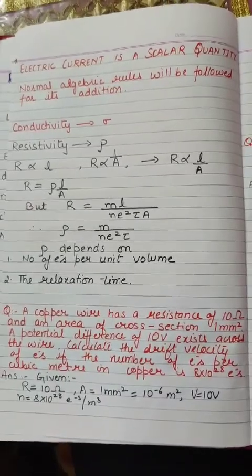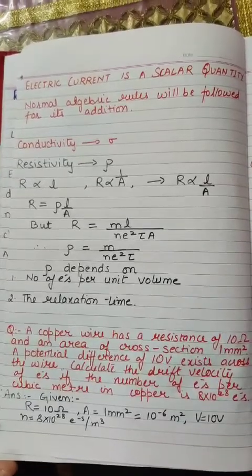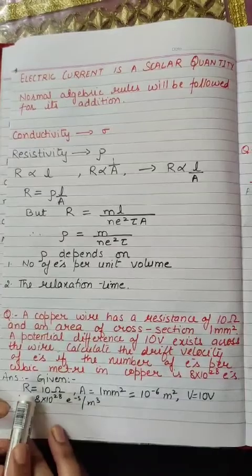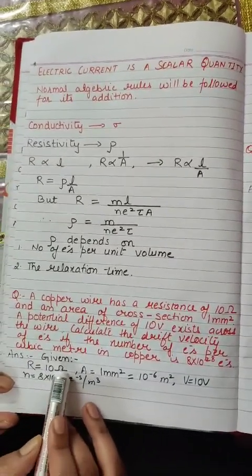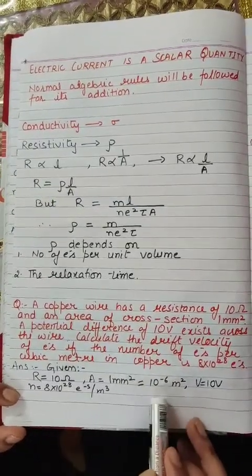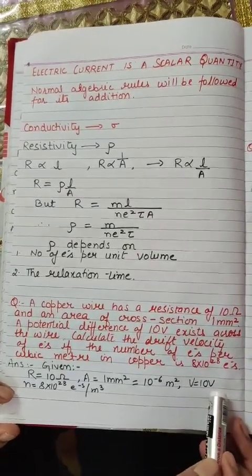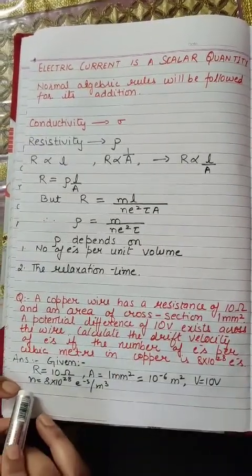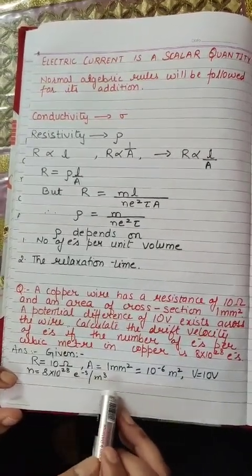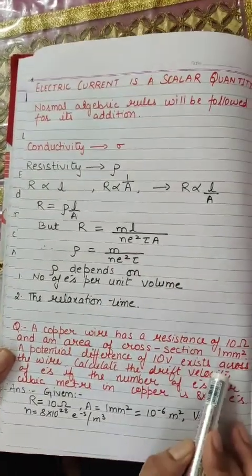Before solving any numerical, you must write down what is given to you in the numerical. So first of all, we will write what is given. The given physical quantities are R, that is your resistance, which is equal to 10 ohms. A, area, which is 1 mm square, you will convert it into meter square, so it comes out to be 10 raised to power minus 6 meter square. Then potential difference is also given to us, that is 10 volt. Small n is also given to us, that is 8 into 10 raised to power 28 electrons per meter cube. What do we have to find out? We have to find out the drift velocity.